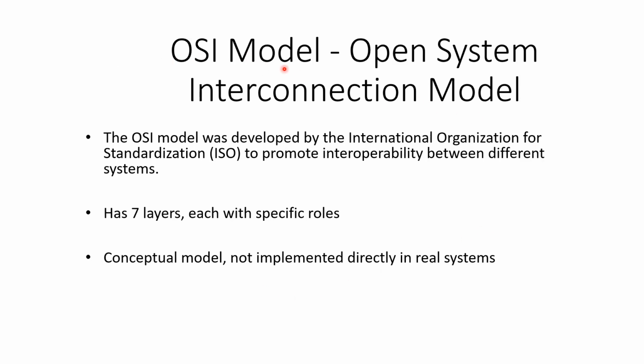First, we will discuss the OSI model. The full form of OSI is Open System Interconnection Model. The OSI model was developed by ISO, the International Organization for Standardization. It is basically used to promote interoperability between different systems. The OSI model has 7 layers, each with specific roles. It is a conceptual model. Practically, it is not implemented.